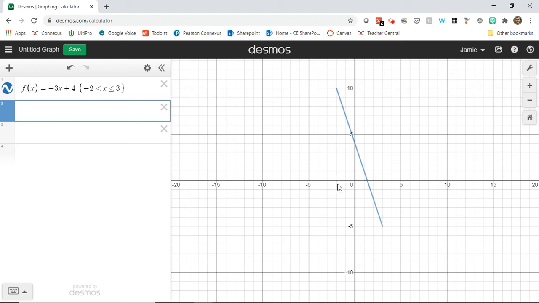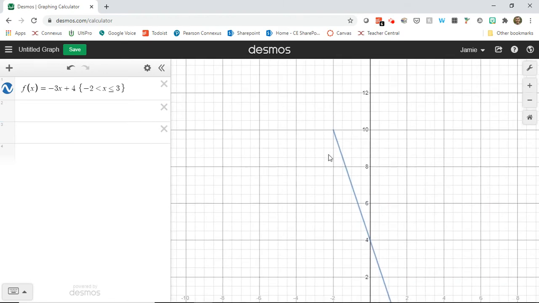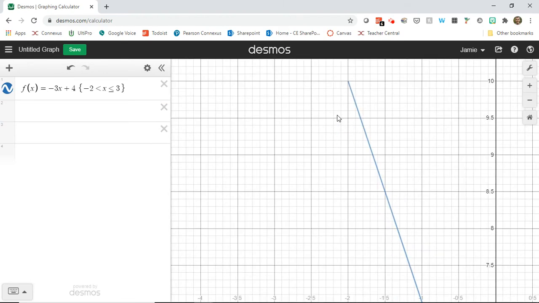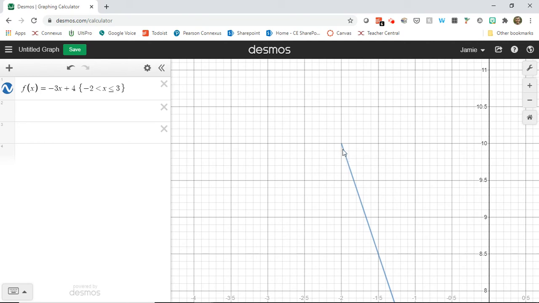And so here is where x is negative 2. And if I zoom in on that spot there, you can't really tell here, but if I click where x is negative 2, notice that for y it says it's undefined. And so if you were drawing this by hand, and you'll see in the lesson, it's going to show that open circle like that to represent that point at negative 2. That's just showing that it's going all the way up to negative 2, but it doesn't equal negative 2.